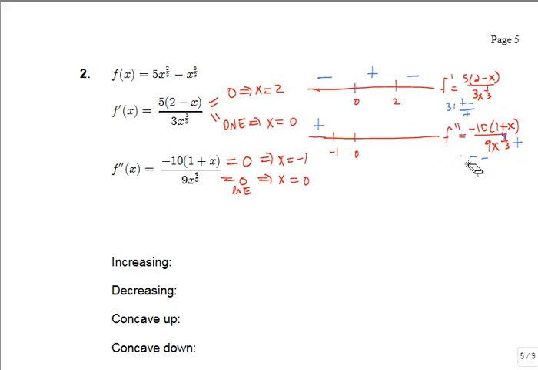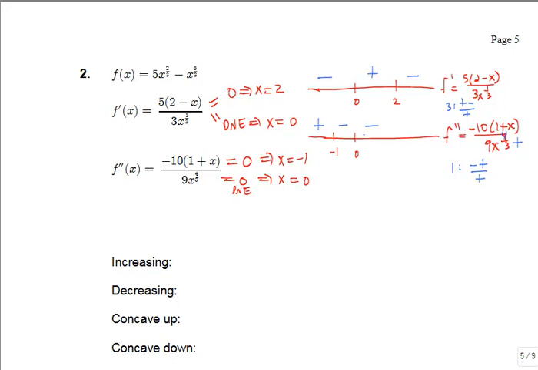If we try something in between negative 1 and 0, maybe like negative 1/2, I'll get a negative from the 10. 1 plus negative 1/2 is positive 1/2, so that's plus. And remember, that denominator is always positive no matter what. So now I'll only have one minus sign, so this will be minus. And finally, if I test something like 1, negative 10 is negative, 1 plus 1 is plus, and the bottom stays plus always. So this will stay negative. Notice there's no change in signs right there.